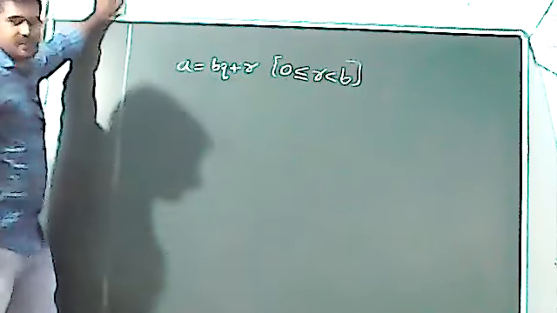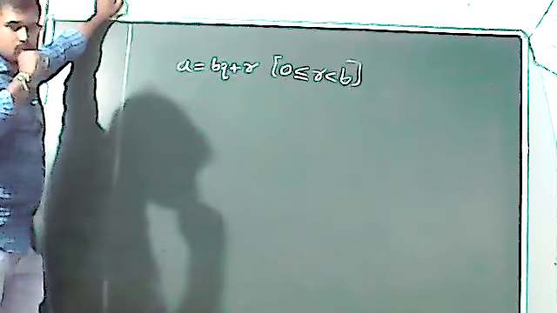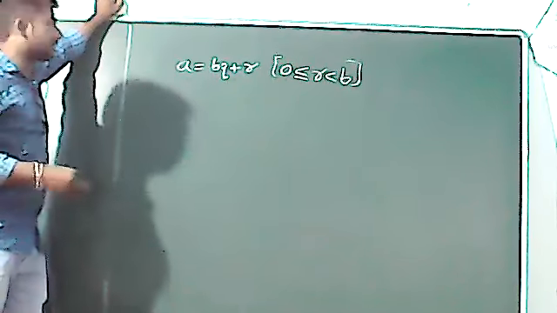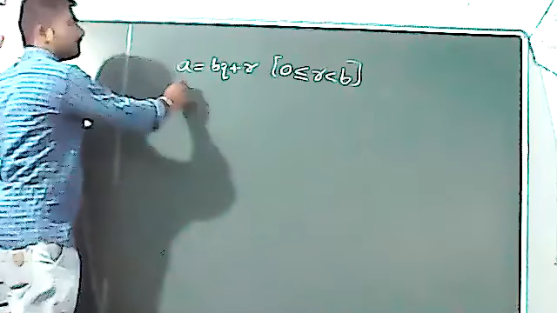We are finding only positive integers or also negative? Only positive integers. Already I told the drawback of Euclid: we are finding HCF only for positive numbers. Yes or no? Yes, sir. Now once again we need to solve one problem.